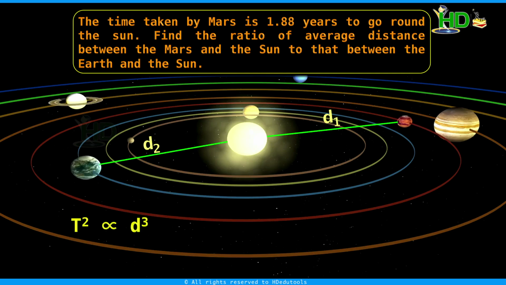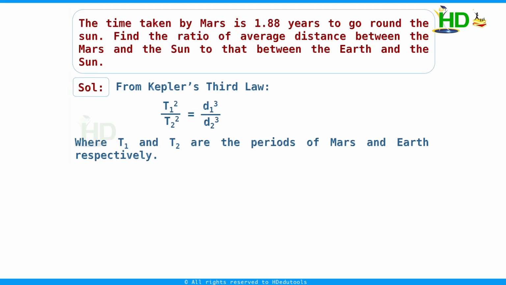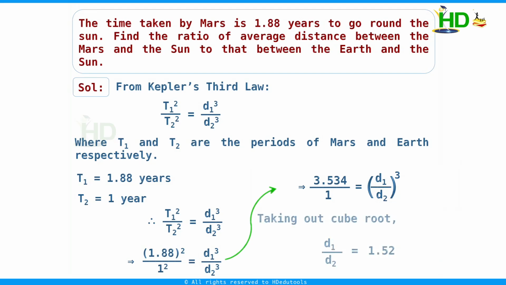Already we know that T square is proportional to D cube according to Kepler's third law, where T is the time period of revolution of the planet and D is the average distance between Sun and planet. From Kepler's third law, we can write T1 square by T2 square equal to D1 cube by D2 cube. Here T1 and T2 are the time periods of Mars and Earth respectively. T1 is 1.88 years and T2 is 1 year. Therefore, T1 square by T2 square is 1.88 whole square by 1 square, which is equal to D1 cube by D2 cube. From this we can write (D1 by D2) whole cube equal to 3.534 by 1, and D1 by D2 is 1.52. The ratio of average distances between Mars and Sun and Earth and Sun is 1.52.